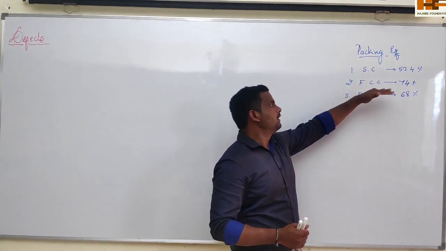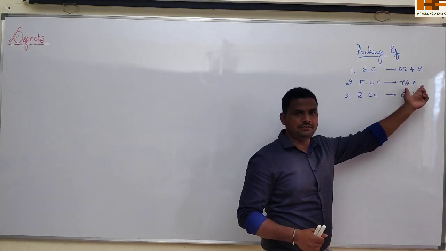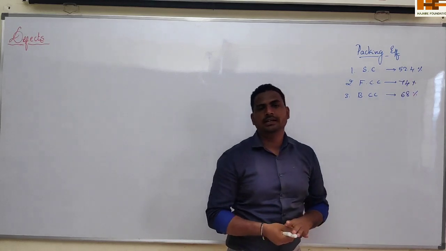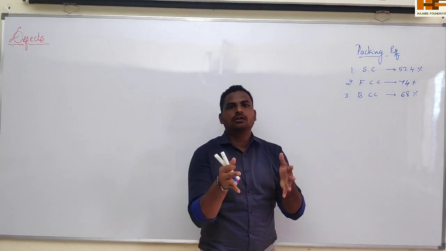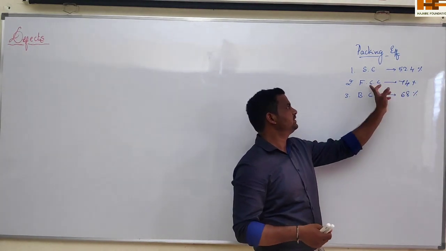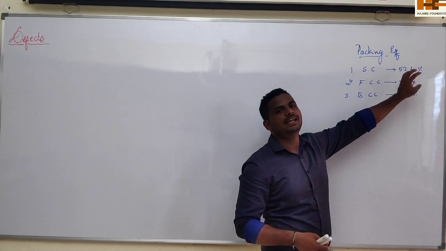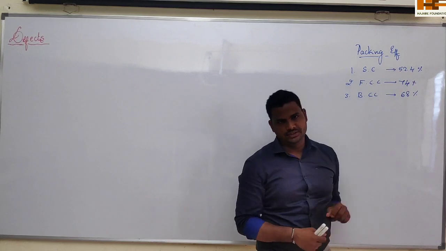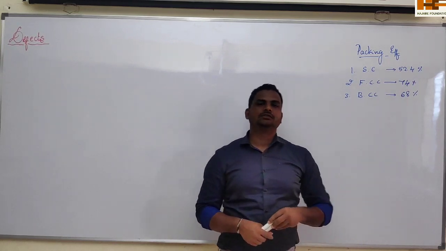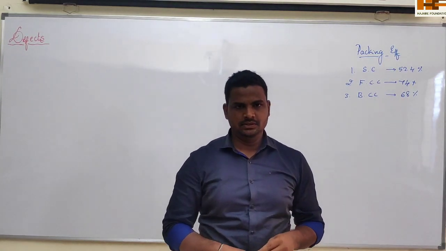Out of these three, FCC has the highest packing efficiency. Means what? The constituent particles are very compactly arranged in the FCC, whereas the simple cube has the lowest packing efficiency. Okay, so this we have studied in the previous class, right?